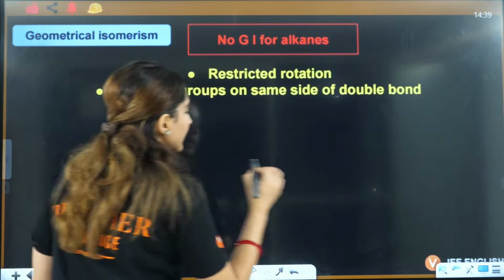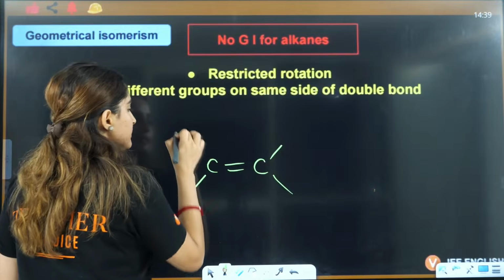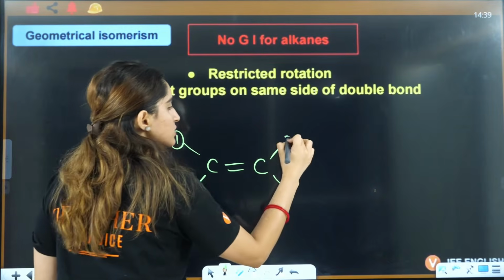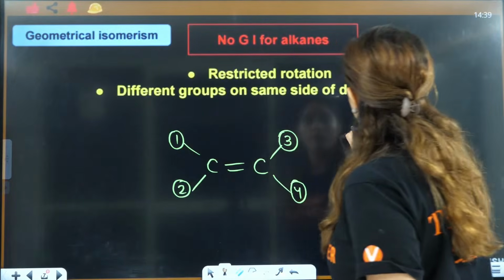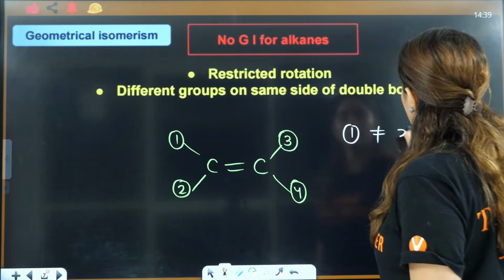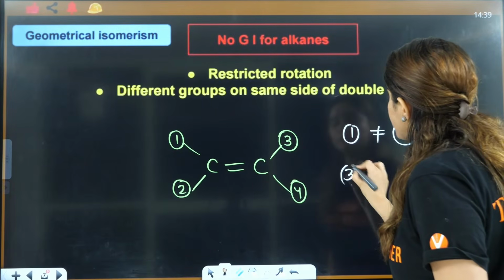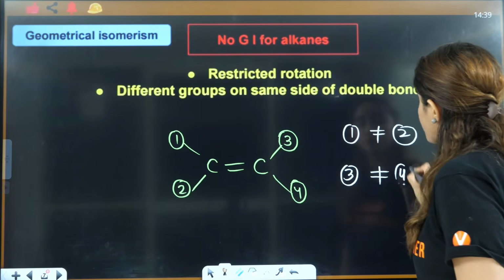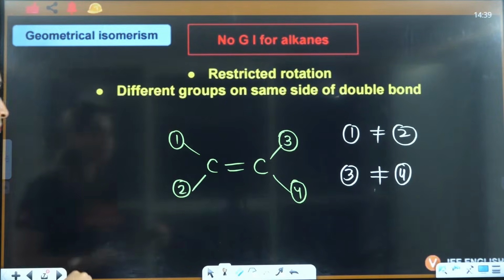We discussed that this exists in alkenes where this is 1, this is 2, this is 3 and this is 4. Then one group should not be equal to 2 and third should not be equal to 4. That means on the same carbon you should have two different groups, only then GI will exist, right?